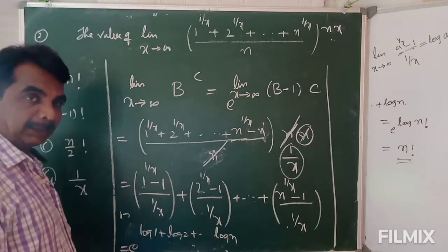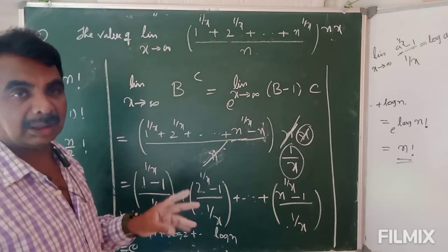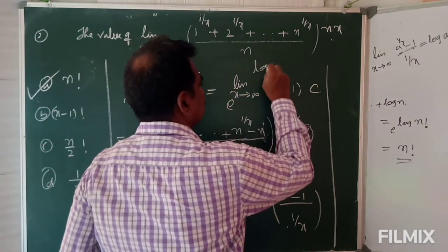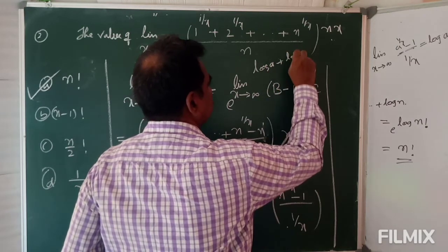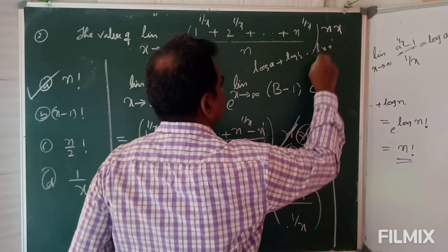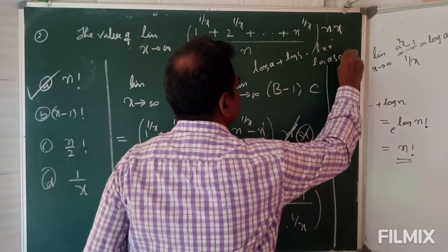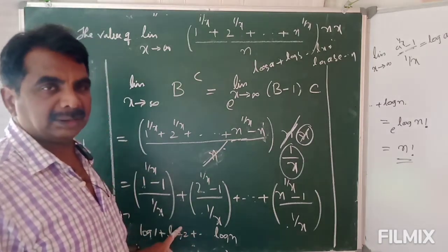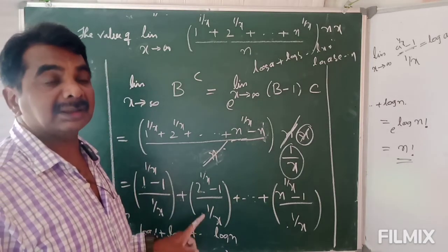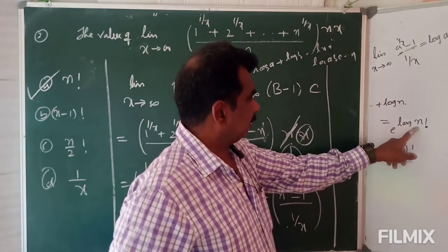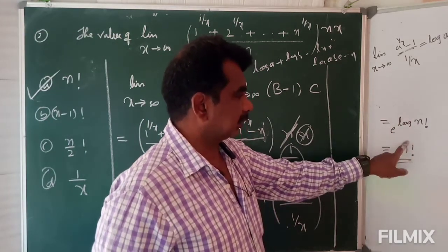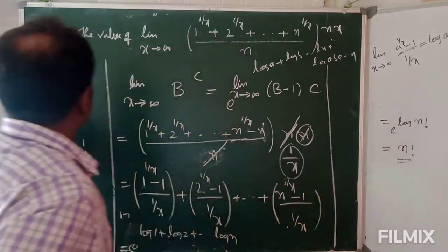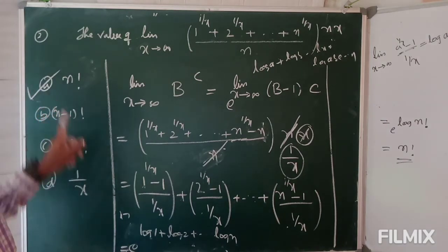We know that log a plus log b plus log c is log abc. Log a plus log b up to so on log n is log of a, b, c up to so on n. That is log of 1 into 2 into 3 into 4 up to so on n, that is n factorial. Log n factorial. E power log of a number is the number. What is that number? n factorial. This is the answer, A. Understand?